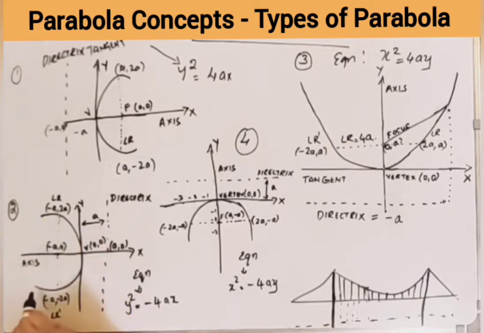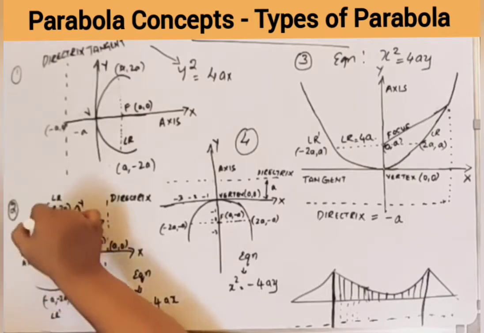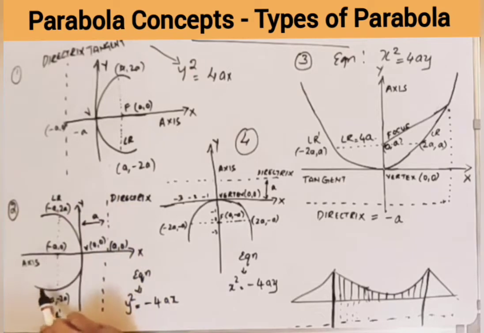Similarly, the second type of parabola is the left hand side parabola. Here the opening is on the left hand side and it's in the second and third quadrants. That is why you see that x is negative. The axis is nothing but the line that passes through the focus, right? So in this case, the axis is the x-axis.